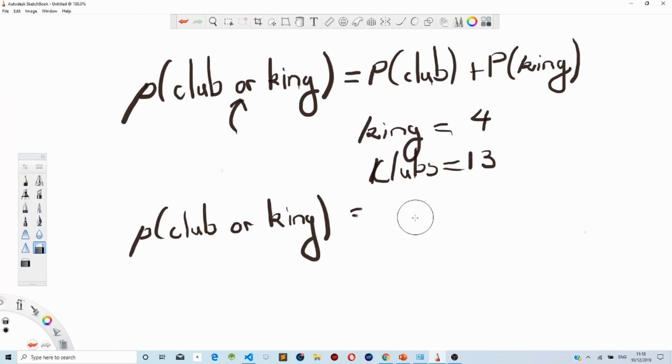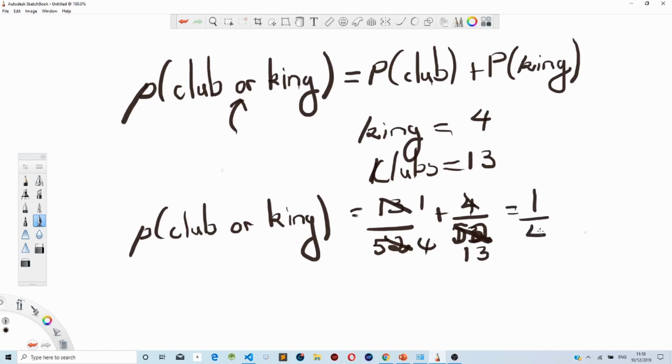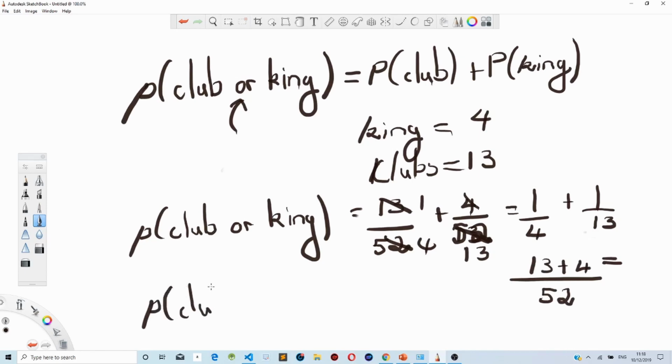13, which is the total number of clubs, over 52, plus 4 over 52. So in this case, 13 over 52 is 1/4, and 4 over 52 is 1 over 13. So that's 1/4 plus 1 over 13. If we solve with the common denominator, in this case 52, we divide 4 into 52, that's 13, plus 4. So the probability of getting a club or a king in this case is 17 over 52.